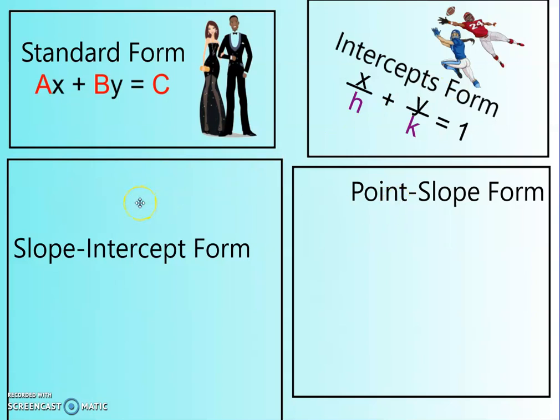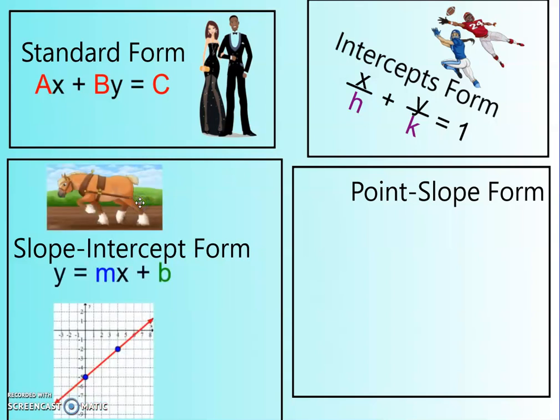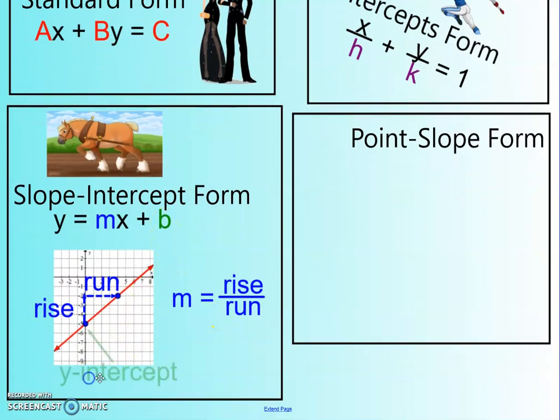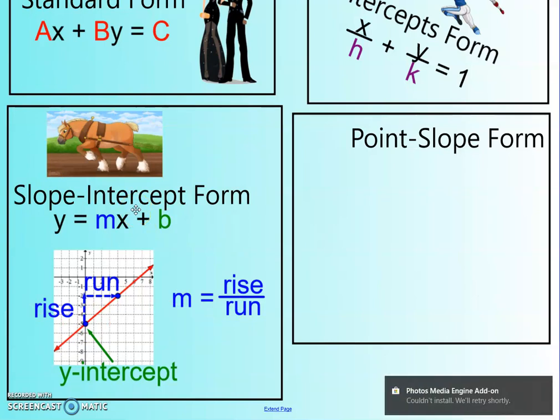Now, slope-intercept form we've talked about before. I call this the workhorse of all linear forms. It always looks like y equals mx plus b. The m is very meaningful. The m represents the slope, or the rise over the run. The b, also very, very important. The b is the y-intercept. And we've worked with this, and we had a video on this, and we have been working on graphing lines.